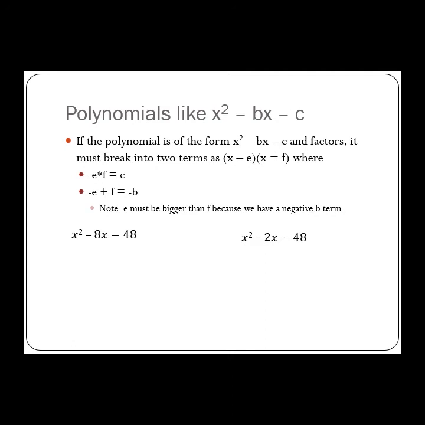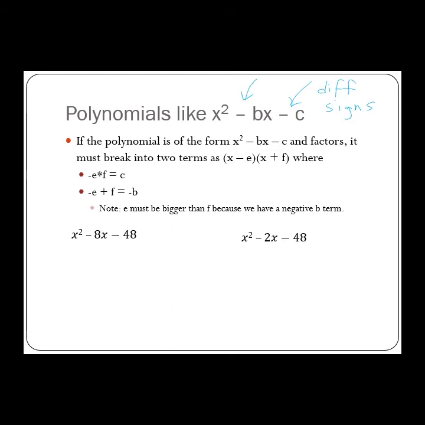If we do minus on the end, the negative on the end tells you they are going to be different signs. And the negative in the middle here tells you that the bigger number is going to be the one that has the negative. So negative on the end tells you you have different signs, and the negative in the middle tells you that the bigger number is going to be negative.